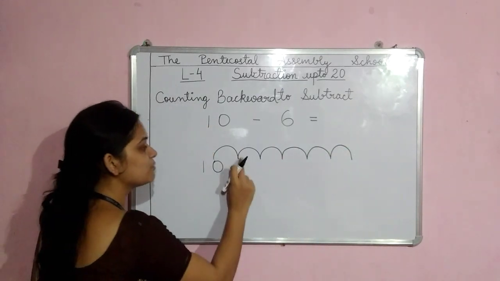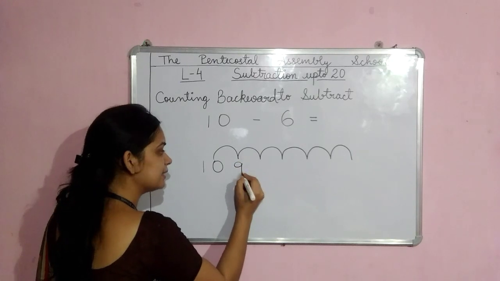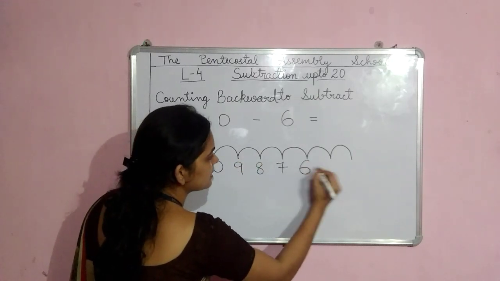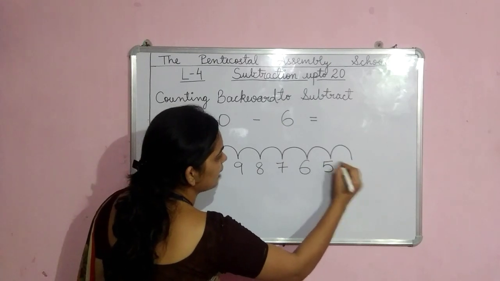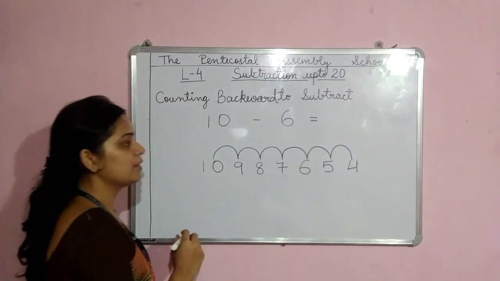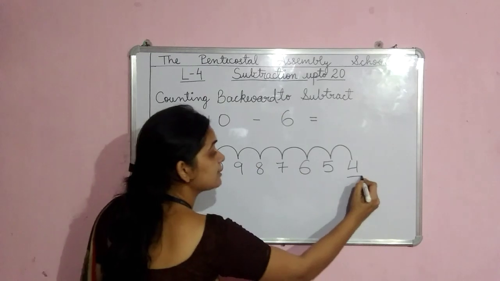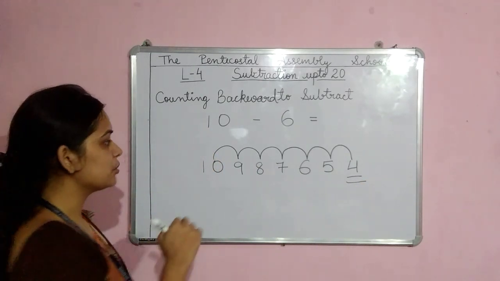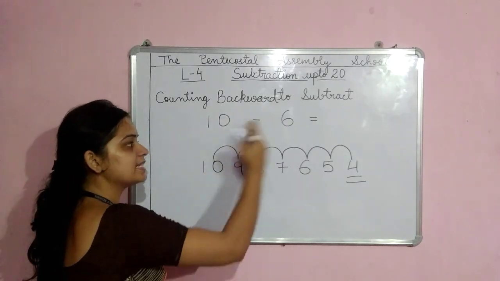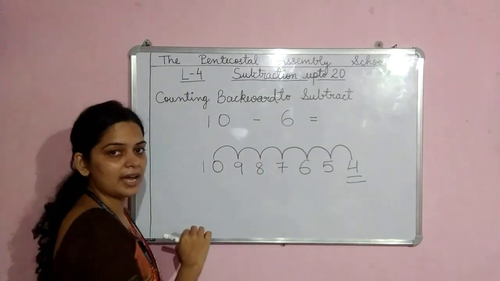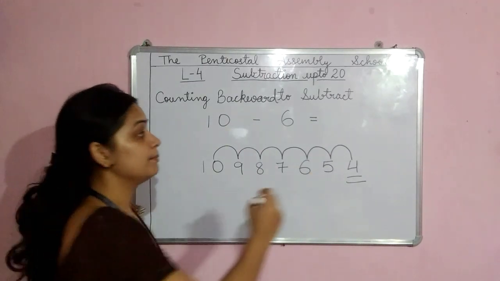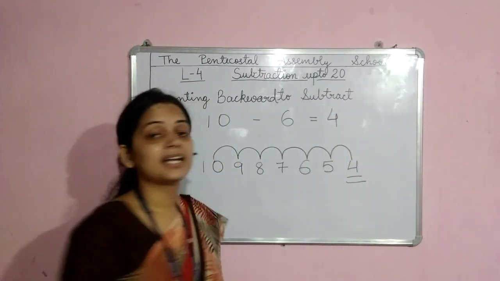Now before 10 what comes? 9, then 8, then 7, then 6, then 5, then 4. So what is the answer? 4 is the correct answer. Understood? So how many steps have I gone? 6 steps I have gone. And where did I reach? I reached 4. Means 4 is the correct answer.